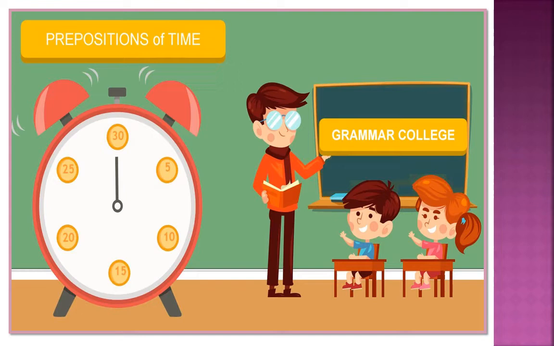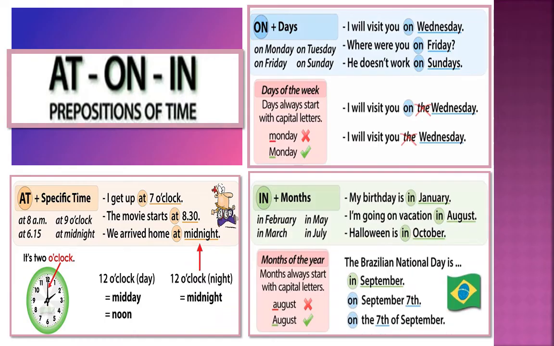Now let's have prepositions of time, grammar rule. The prepositions of time here: at, on, in. Those are our prepositions of time. Before, we had the prepositions of place like under, above, on, inside, between, etc. But these are prepositions of time: at, on, in.